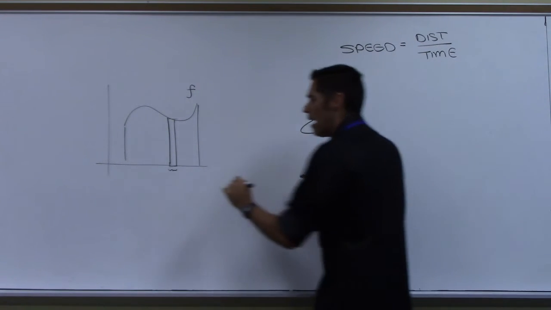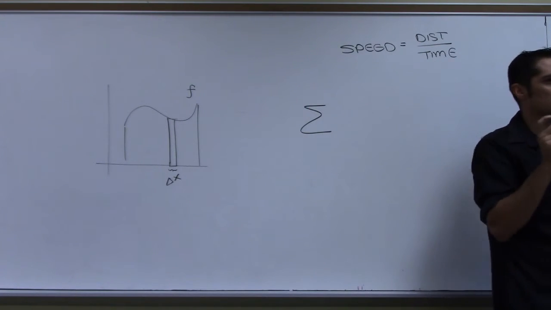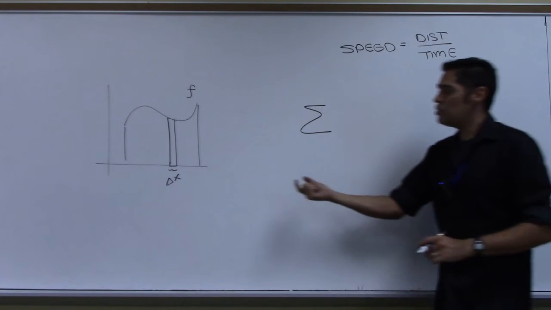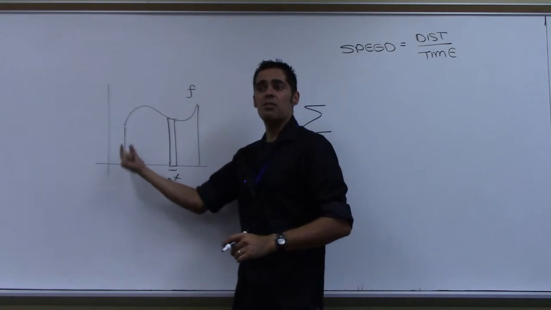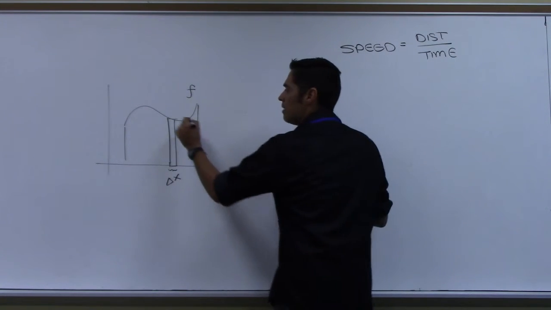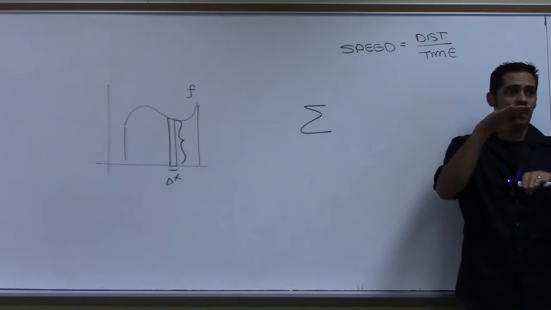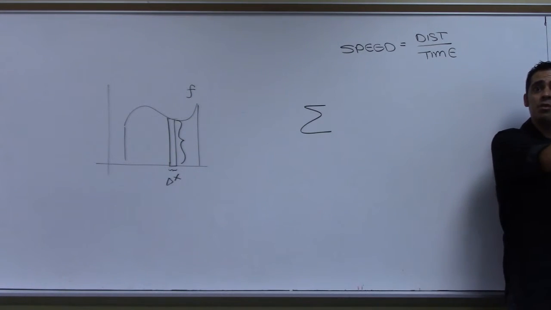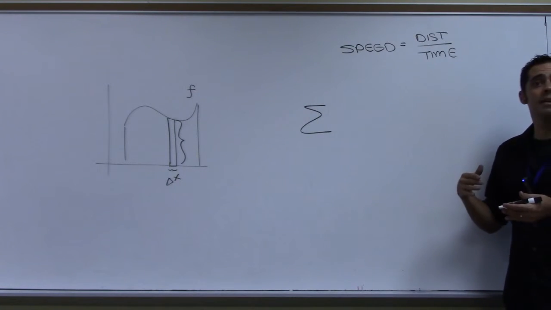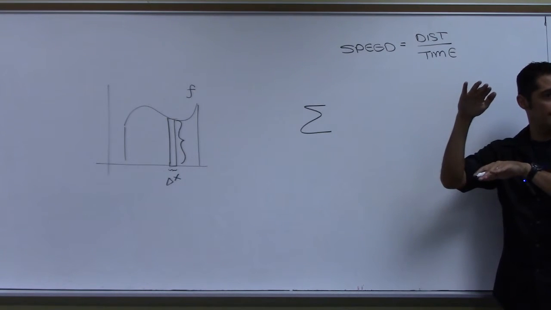I'm going to call that delta x. Delta x means what? Change in x, right? The distance traveled, a change in x. So this change in x is going to be the same for every single rectangle, won't it? Yes? The height of the rectangle is never the same, is it? It changes throughout as you move from left to right, doesn't it? So the height of the rectangle will always be the function's value at that point, right?